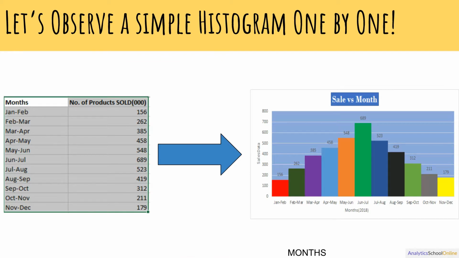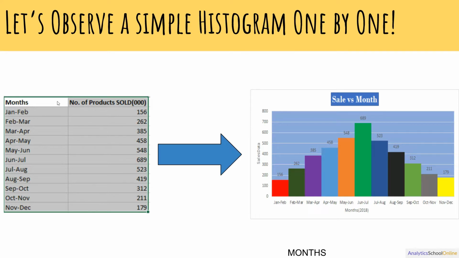Finally, moving further, let's observe a simple histogram one by one. Now this is an Excel table of 2 columns. The first column is the months column. It actually contains the month interval, the span of 1 month from 1st January to 1st February, and this is the number of products sold for a particular company. So the products in thousands, so this is 156,000, the observation or the data value.